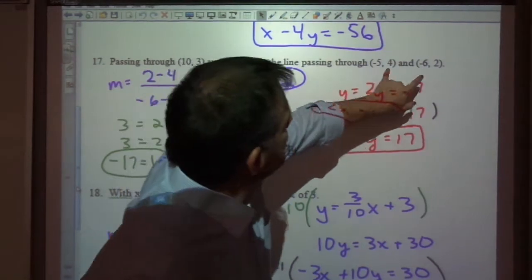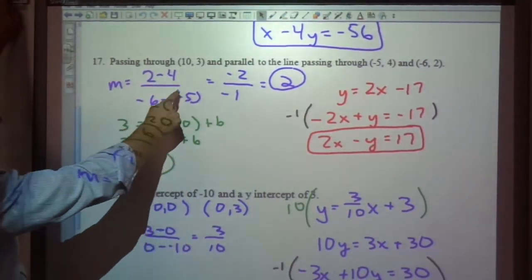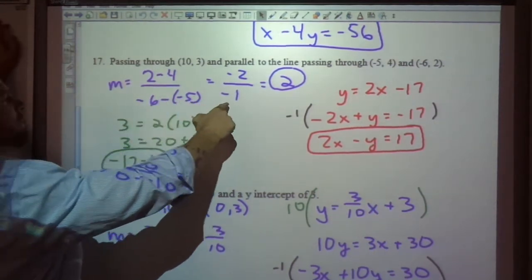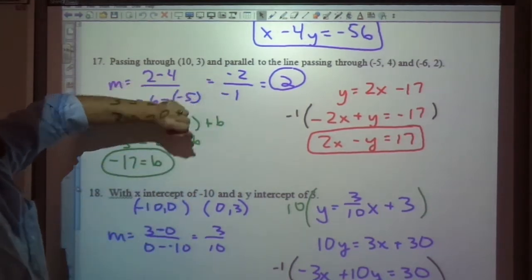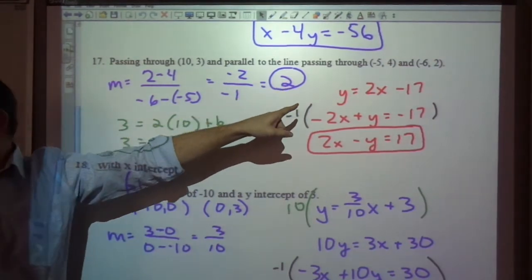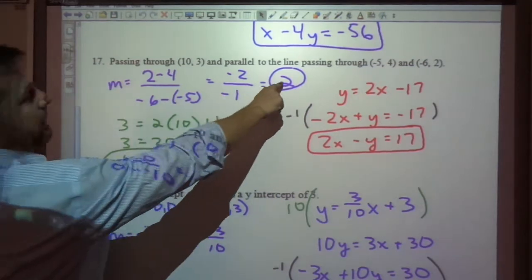Number 17. We're going through these points, so we're going to use y2 minus y1 over x2 minus x1. Remember, when you're minus a negative, it's really adding the opposite, so that's negative 1. So it's negative 2 divided by negative 1 is positive 2. So my slope is positive 2.